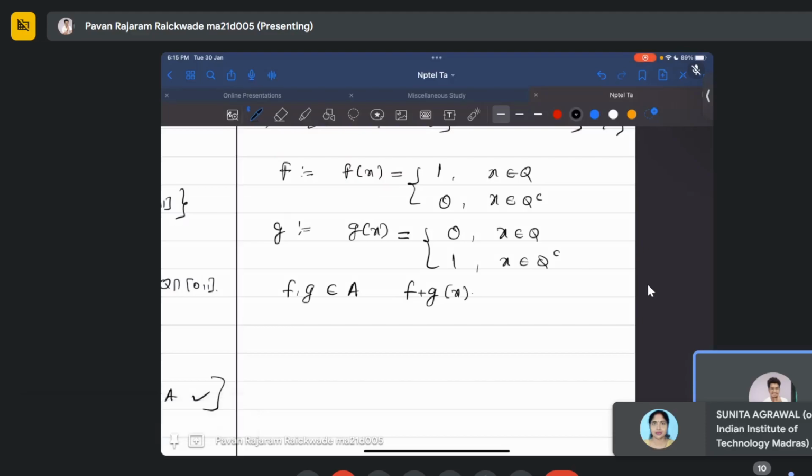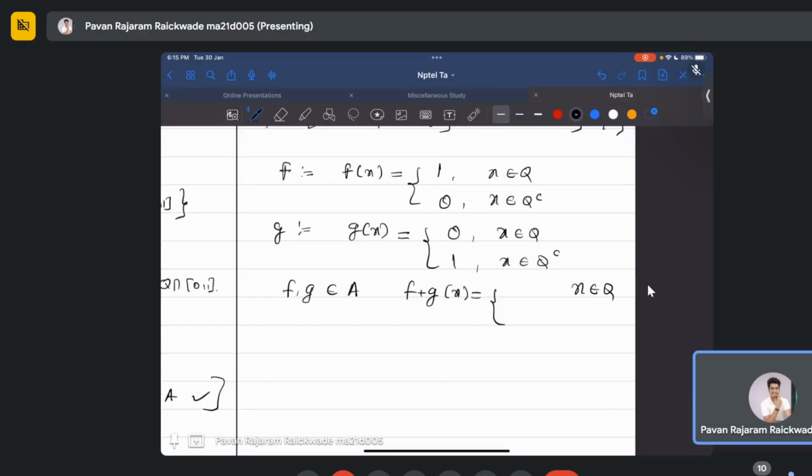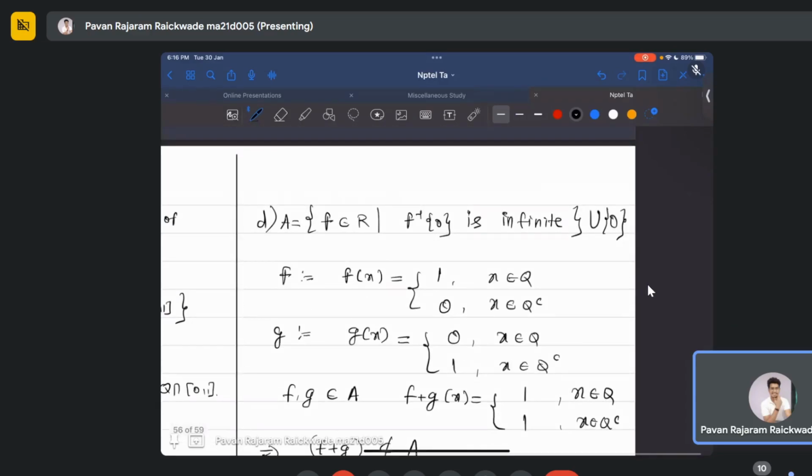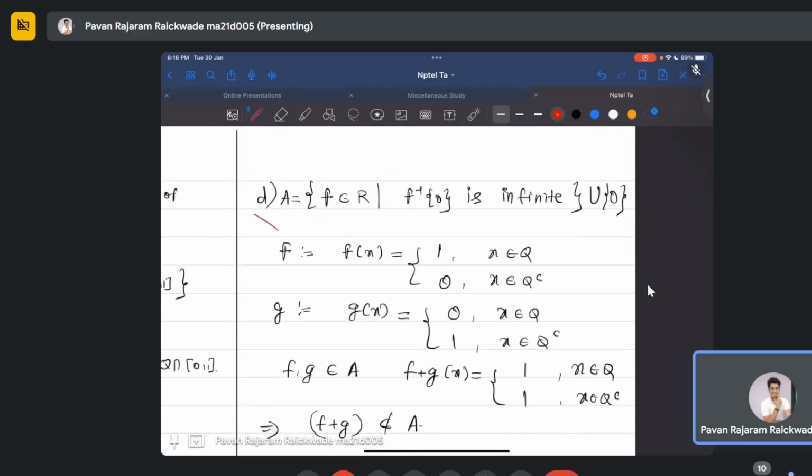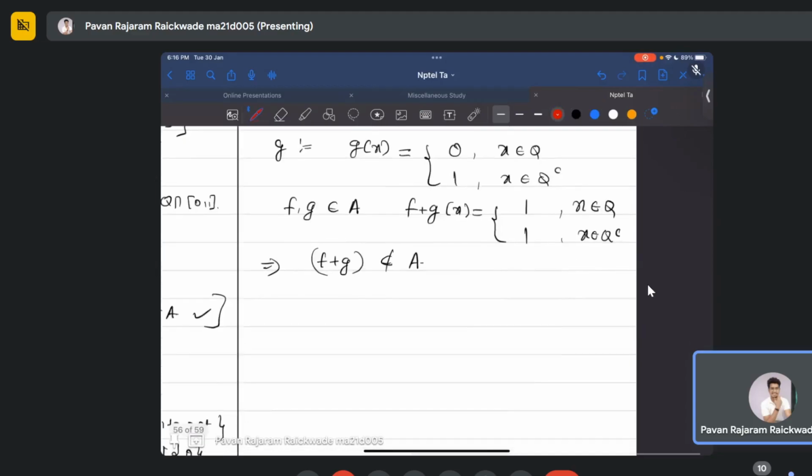f plus g of x: if x is rational, then g of x is 0 but f of x is 1, so this is 1. If x is irrational, then f of x is 0 but g of x is 1, so this is 1. So f plus g is all 1, which implies f plus g cannot belong to A because its zero set is empty. And what do we have? A condition on A: the zero set has to be infinite, right? So this is no longer closed under addition itself, so it's no longer a subgroup, let alone a subring. Right? D is also wrong.